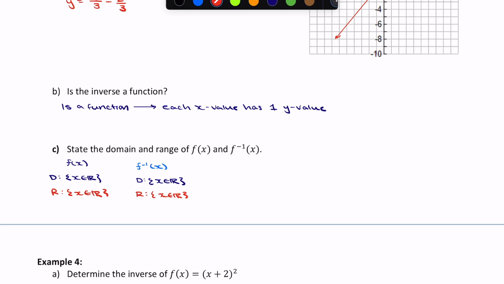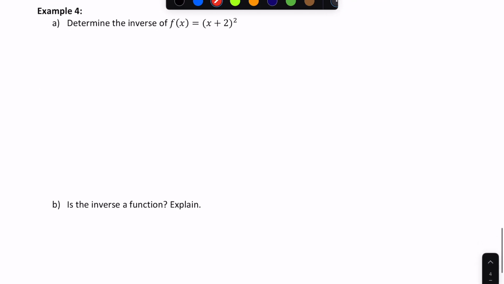Okay. And then the last one here, it says determine the inverse of f of x is equal to (x plus 2) squared. And so here, y is equal to (x plus 2) squared. So here we can change it. It will be x is equal to (y plus 2) squared. What we want to do here is square root both sides, to get rid of this square. Square root x is equal to y plus 2.